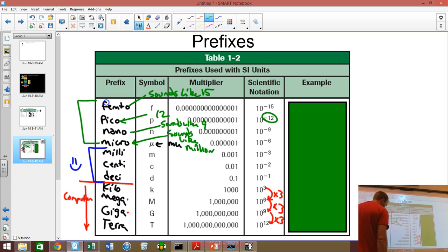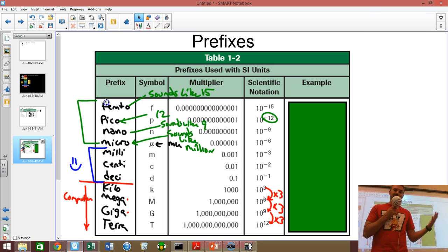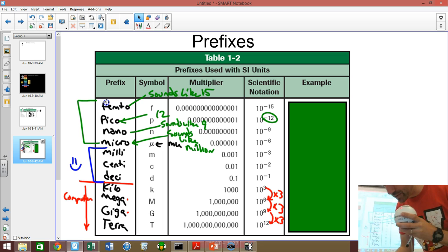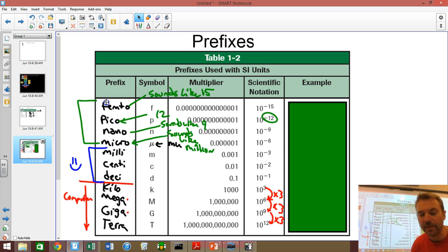These are what are called mnemonic devices, ways how we can remember this. Femto sounds like 15. Pikachu, he's 12. Nano, 9. Micro sounds like million. Mega also sounds like million. They start with the letters M. Milli, 1/1000th. So you have to have all of these memorized for your test because we're going to be using these throughout the entire year, and you have to know how to handle these.